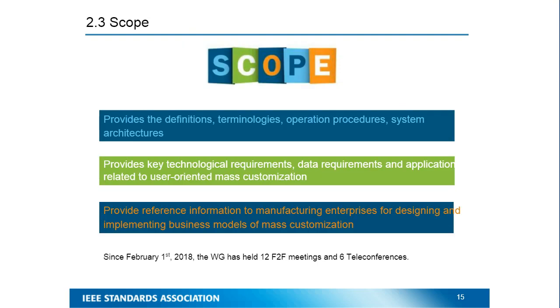After 12 face-to-face meetings and 6 teleconferences since February 1, 2018, this guide provides the definitions, terminologies, operation procedures, system architectures of mass customization, key technological requirements, data requirements, and application related to user-oriented mass customization, and then reference information to manufacturing enterprises for designing and implementing business models of mass customization.